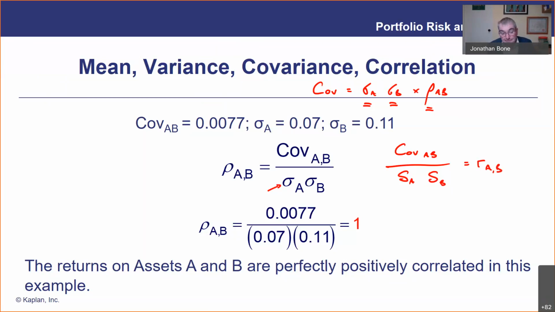Now, as I said, in this situation, we've got a correlation coefficient, a standardized measure of how 2 assets vary with one another of 1. Remember, our covariance here is not a standardized measure of how 2 assets vary with one another. It's an absolute value. Now, because it's an absolute value, theoretically, covariance can range from negative infinity up to positive infinity. Therefore, it's very difficult to interpret it.